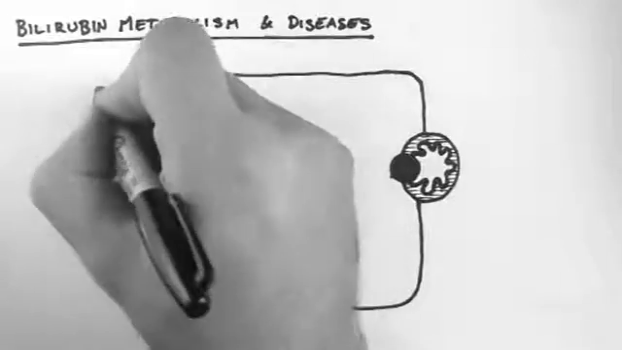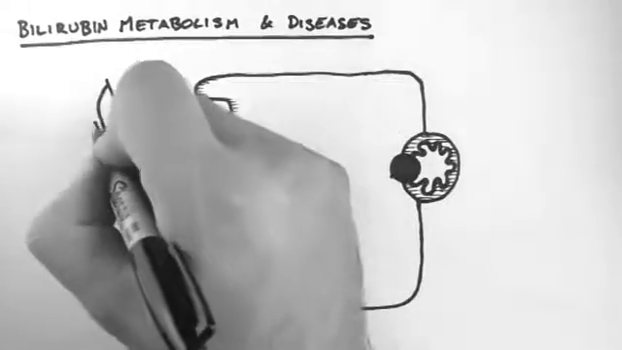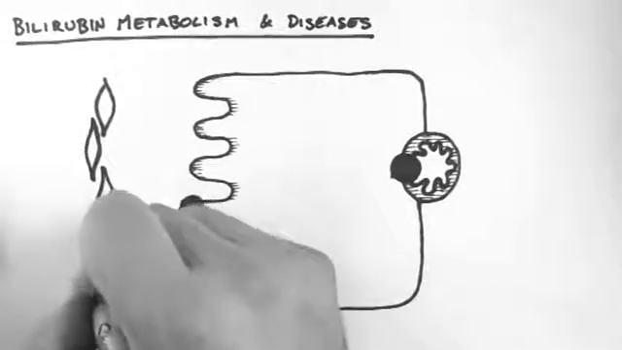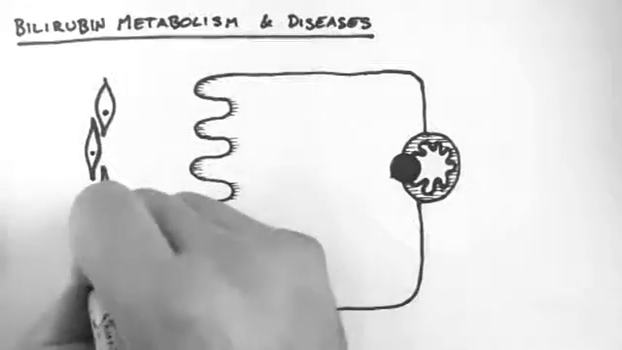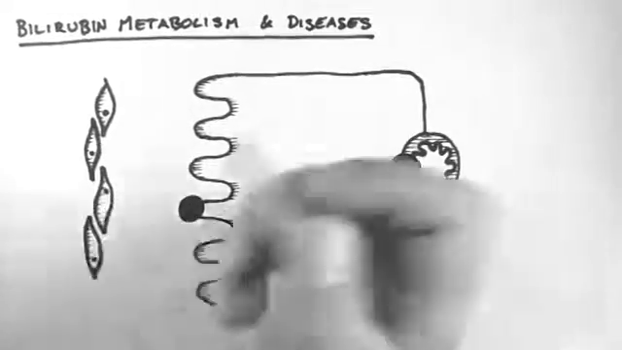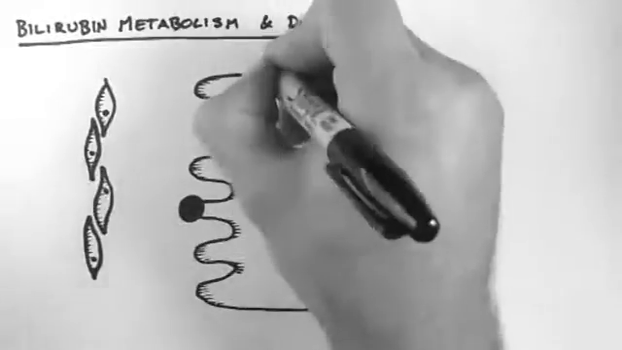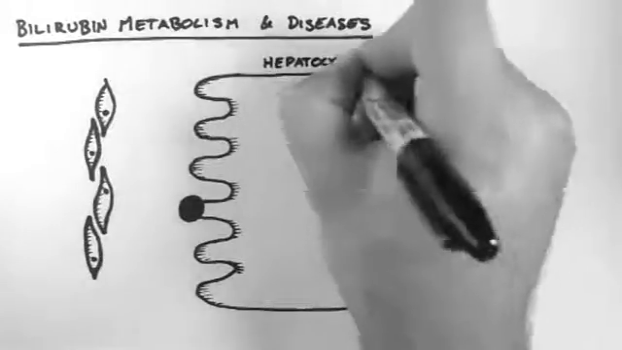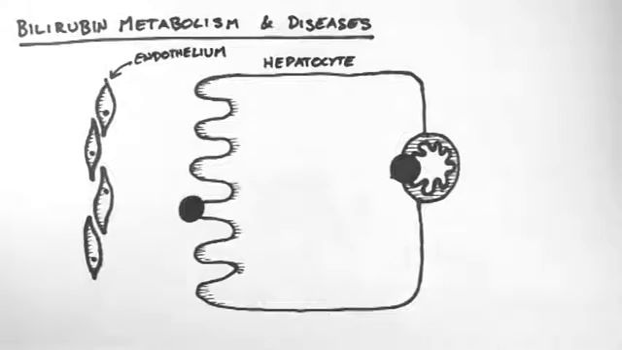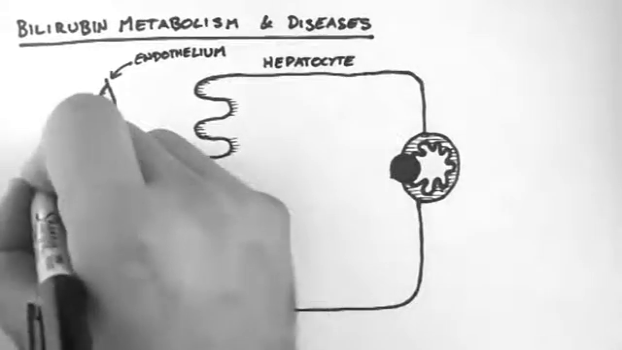And here I'm going to draw the endothelial lining of the liver sinusoids. Remember that endothelium is the type of cell that makes up blood vessel walls. But the walls of the sinusoids are more porous, and in this way they allow proteins such as albumin to pass through the vessel walls.